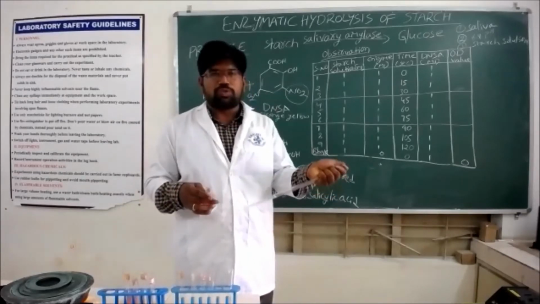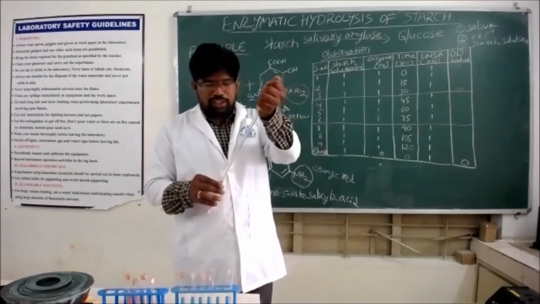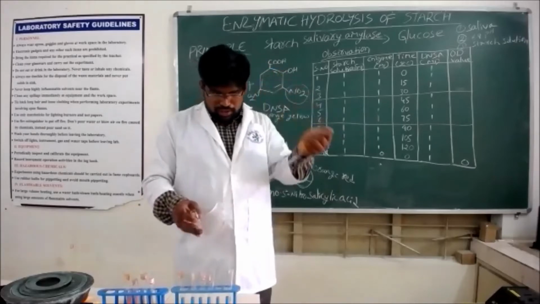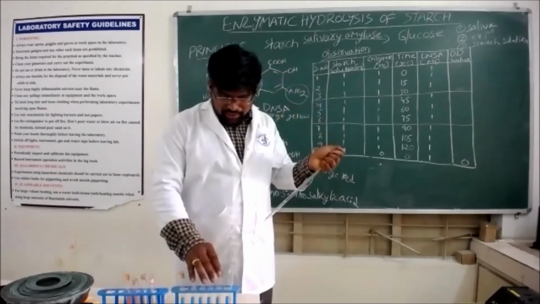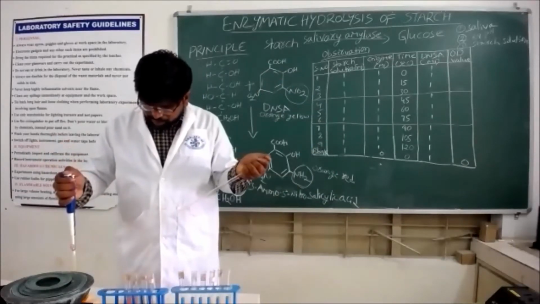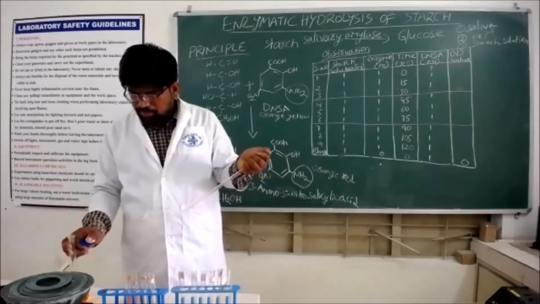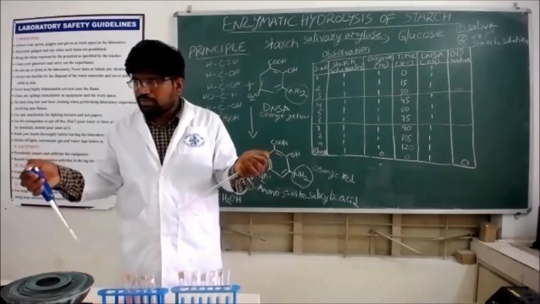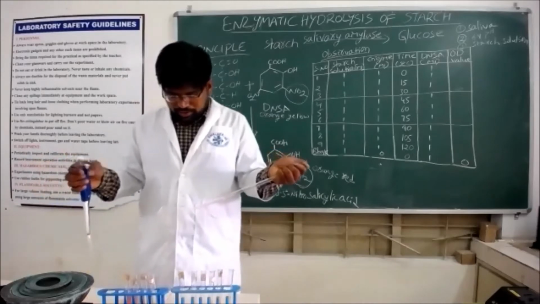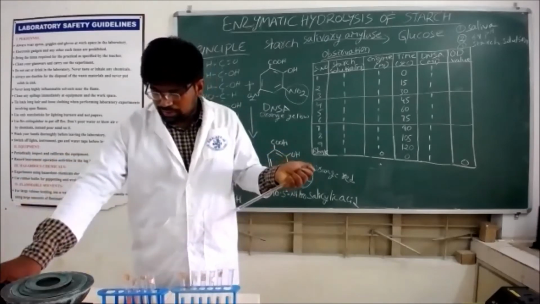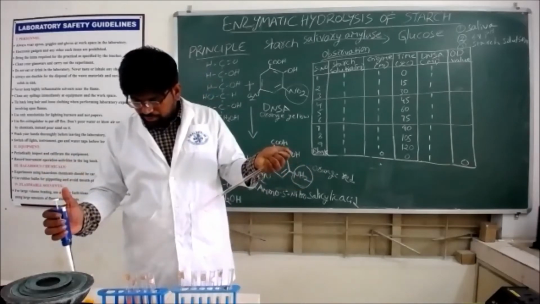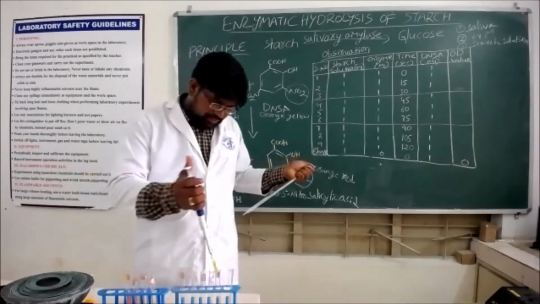Into each test tube with respect to time. So now into test tube 1, I am adding 1 ml of saliva. As there is no time gap, immediately add 1 ml of the DNSA reagent.